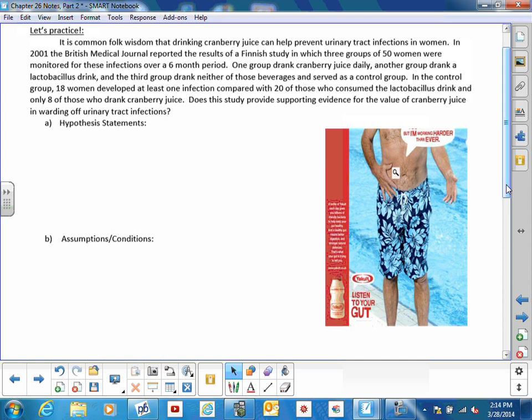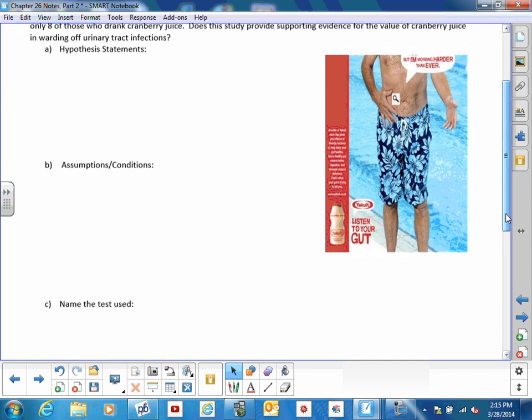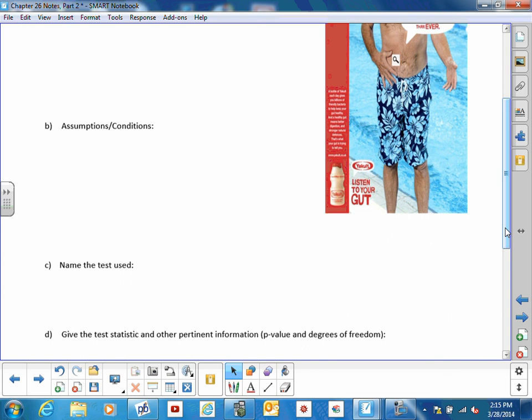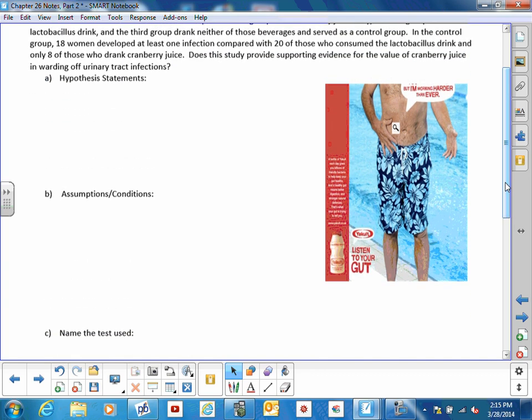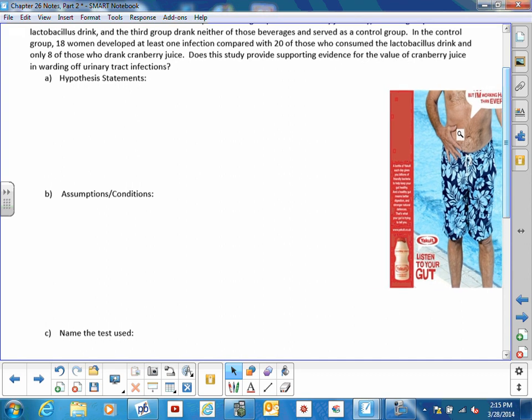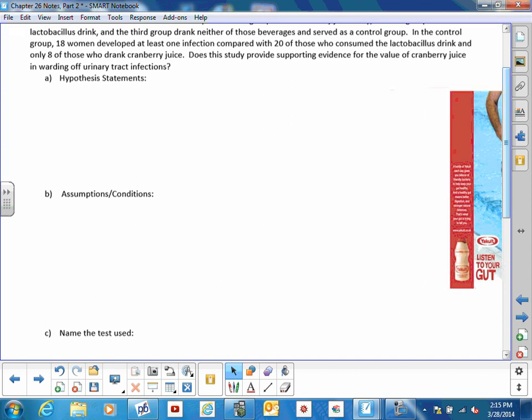One group drank cranberry juice daily. Another group drank a lactobacillus drink daily. Okay, so that's why I have this picture, because most people say, what is a lactobacillus drink? Do you remember this thing, Yakult, this little bitty thing? It's kind of like a Danimals, but it has more live probiotics or whatever. It's supposed to help with your digestion and your regularity, I guess. So there you go. That's the lactobacillus type thing we're talking about.